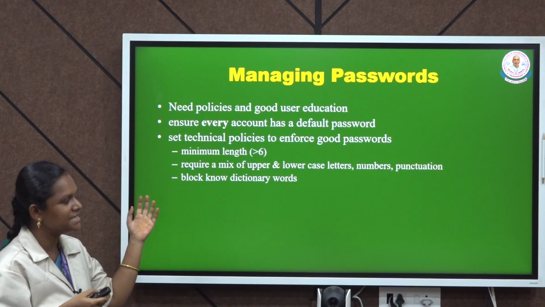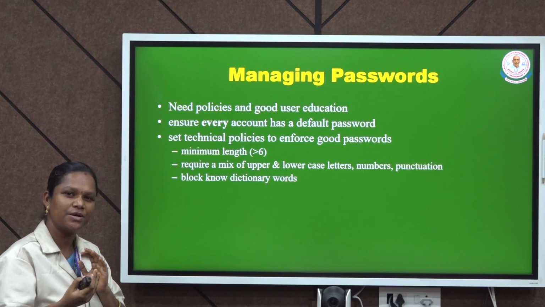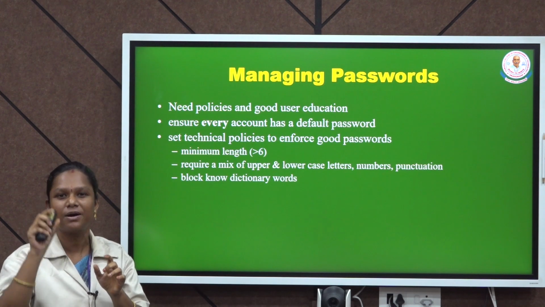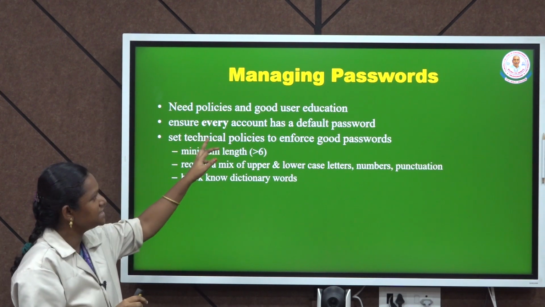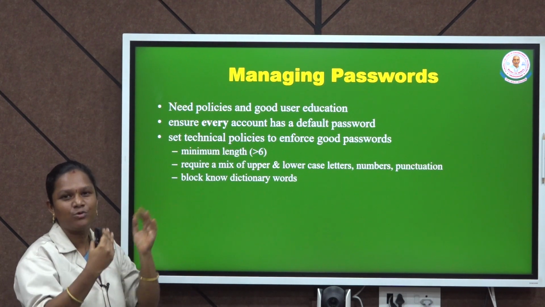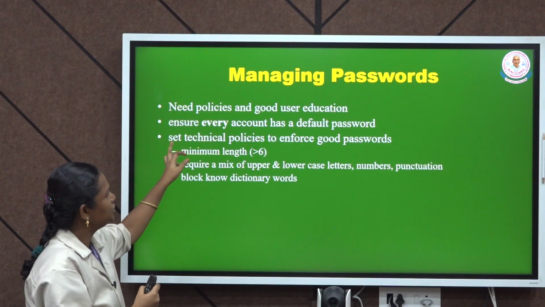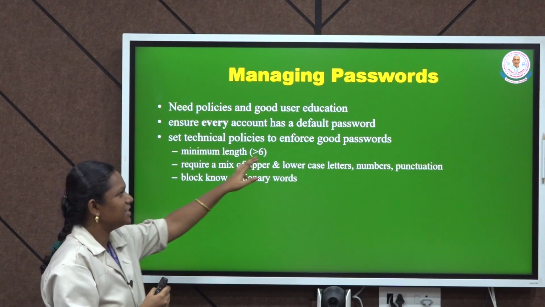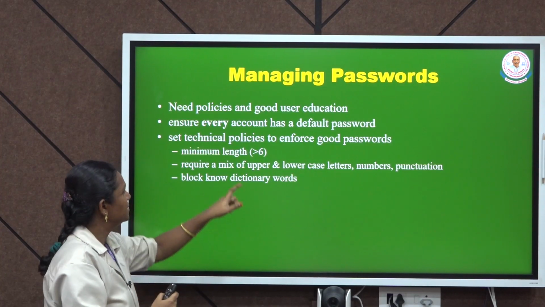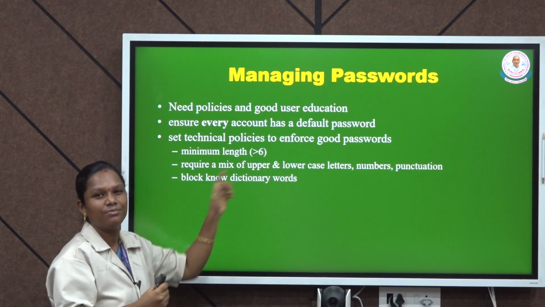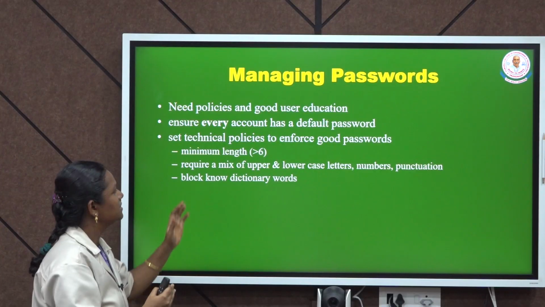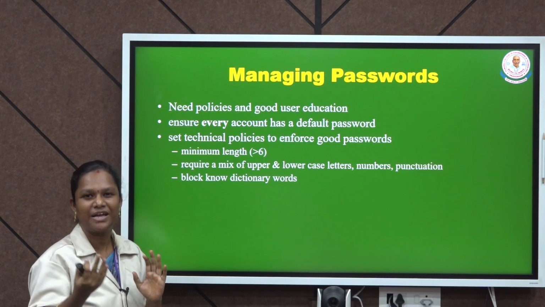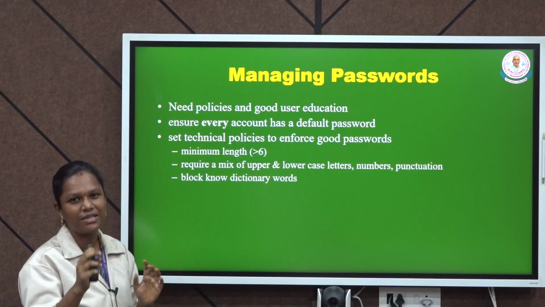Next one, managing the password. How can we manage the password? First we have to know about user education about passwords. We need policies and good user education. Ensure every account has a default password. A good password contains a minimum of 6 characters in length, or greater than 6. It also contains uppercase and lowercase letters and some types of symbols that can be used for password protection.